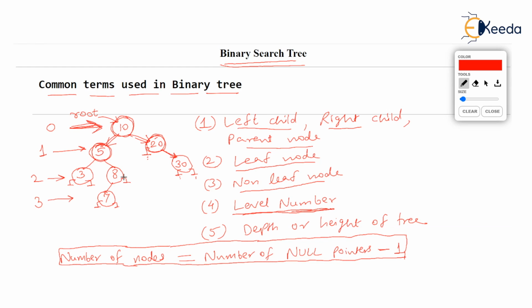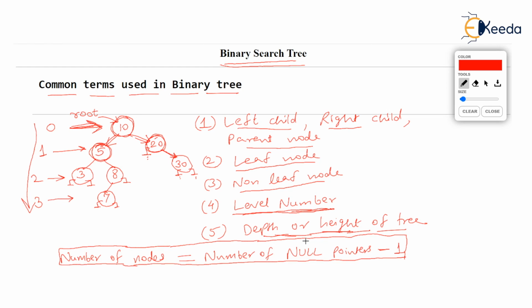Now the next concept is about depth. Depth or height, whatever you say, both terms are used interchangeably. Many authors say that binary tree has a depth because binary tree grows downwards. But many authors say height instead of depth. Now, depth or height of a tree is nothing but the length of the longest path to any of the leaves.